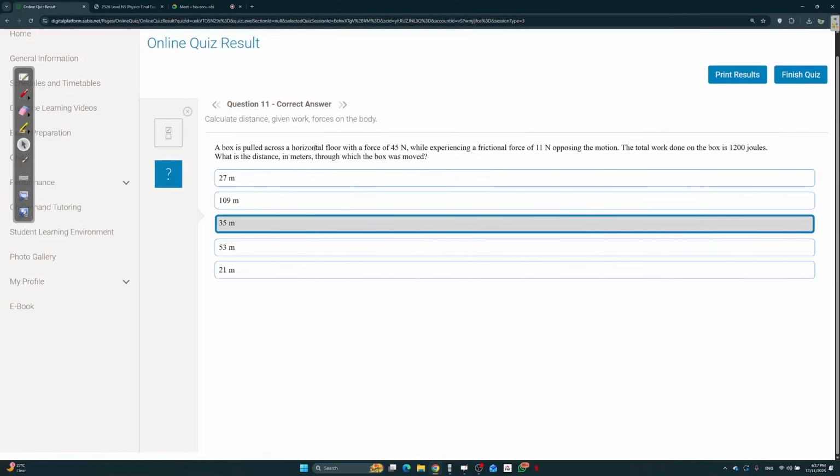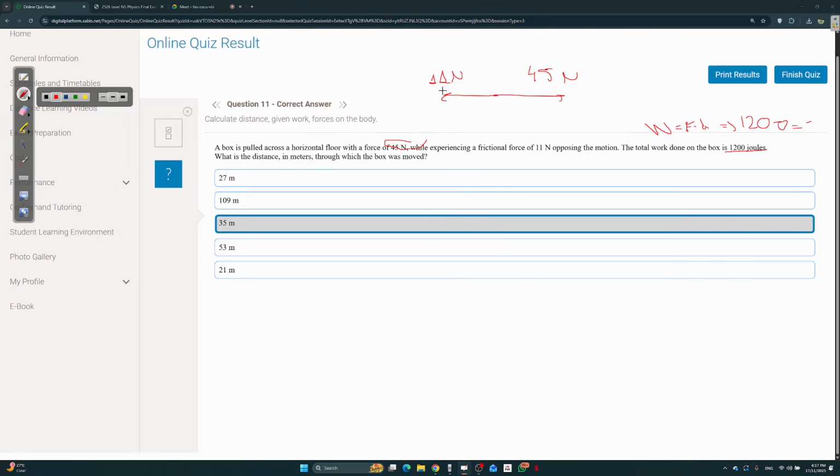A box is pulled across a horizontal floor with 45 newtons while experiencing 11 newtons in the other direction. The total work is 1200 joules. What is the distance through which it was moved? So easy. If the force is 45 newtons to the right, it's 11 newtons to the left. The total work is 1200. Isn't work equal to force times distance? Yes. So 1200 is equal to the force times the distance.